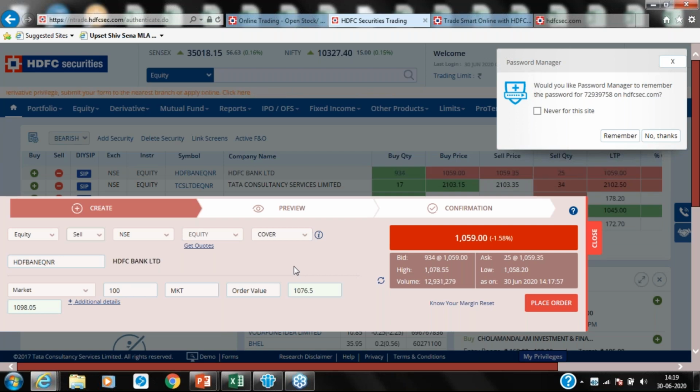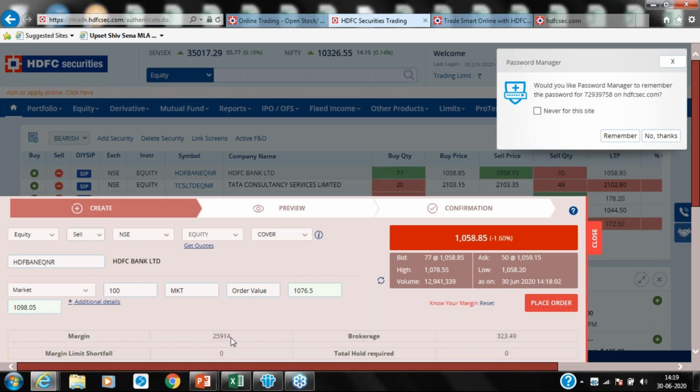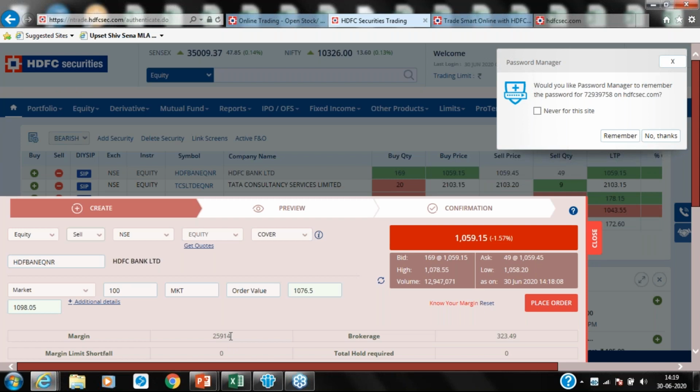Again, the main benefit is that you are getting higher leverage with the cover order facility. Like for this example, the margin requirement is only 25,914 rupees instead of around 1 lakh rupees. Okay, so I hope the product is very clear.